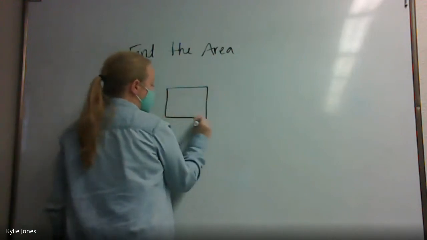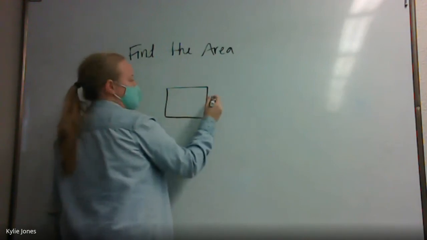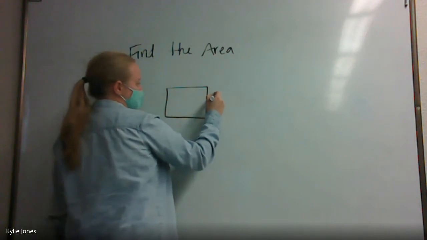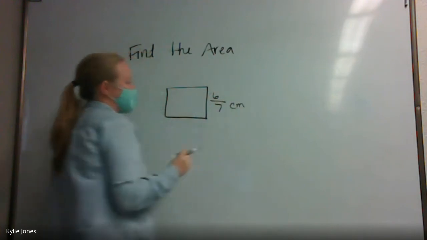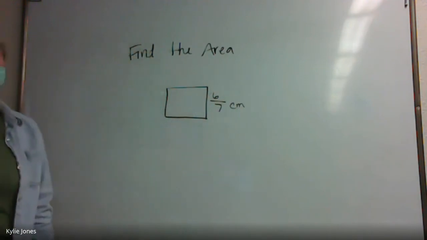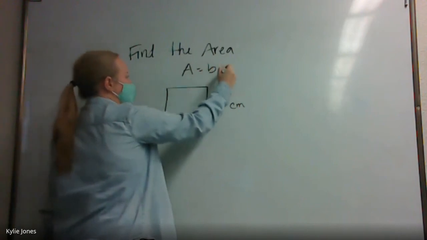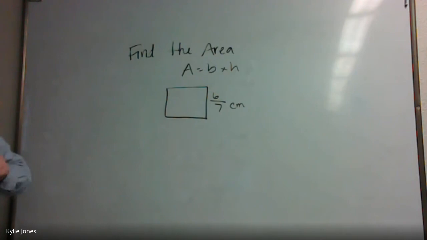Okay, this is a square. Not drawing super awesome, but that's okay. Let's say that this square has a side length 6/7 centimeters. That's all I'm going to give you. Find the area of the square. I forgot how to do it. You can do it. Oh, I know how to do it now. Take a second. Think about it.